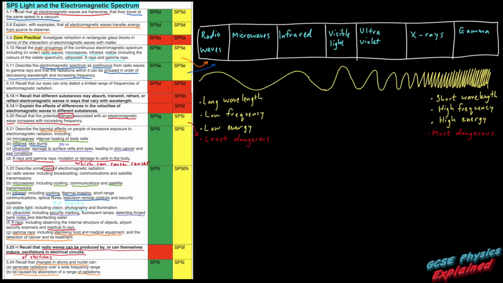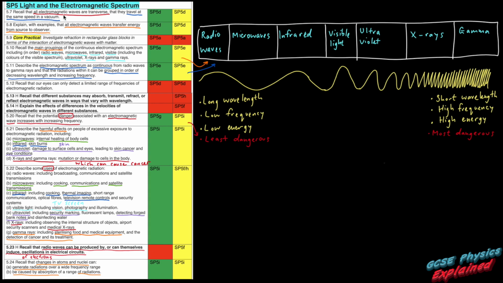Unit SP5, light and the electromagnetic spectrum. So you can see the higher candidates only need to know little bits about this. Foundation candidates need to know the similar bits but in perhaps a little bit more detail.